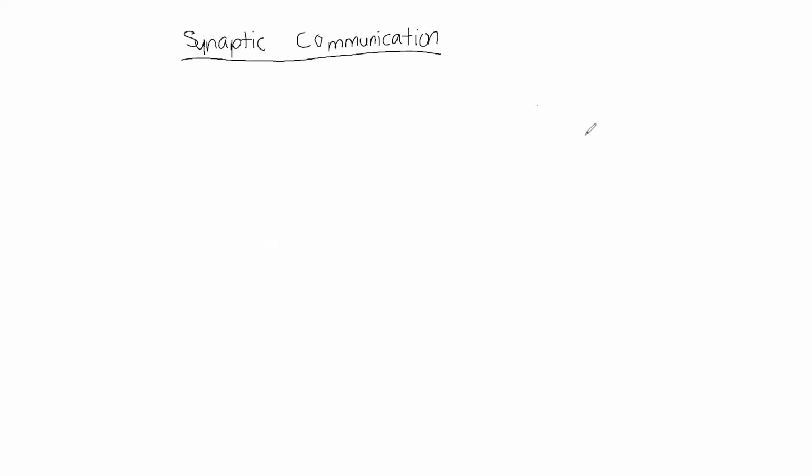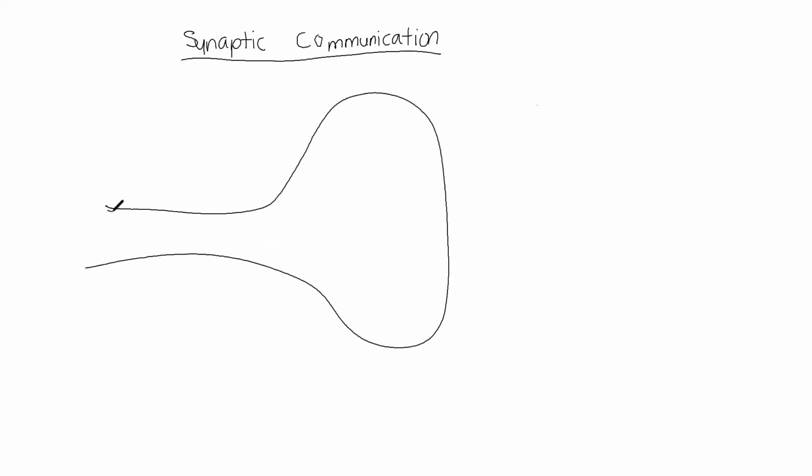Okay, so here we're looking at synaptic communication. And so we're really going to zoom in on our synapse. So essentially we've got this presynaptic neuron. Here's our axon terminal. And then let's zoom in further on the adjacent cell.